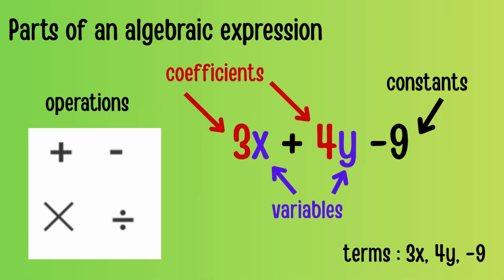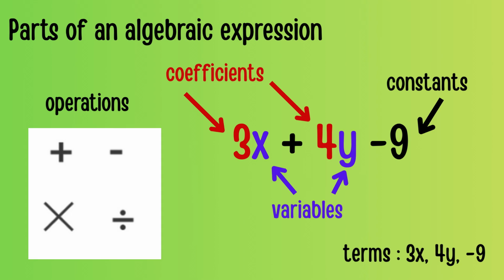If you're taking a beginning algebra class, you'll learn about the parts of an algebraic expression. We know our operations are addition, subtraction, multiplying, or division. But in the expression itself, you will have different parts. For example, in this expression, we have 3x plus 4y minus 9.